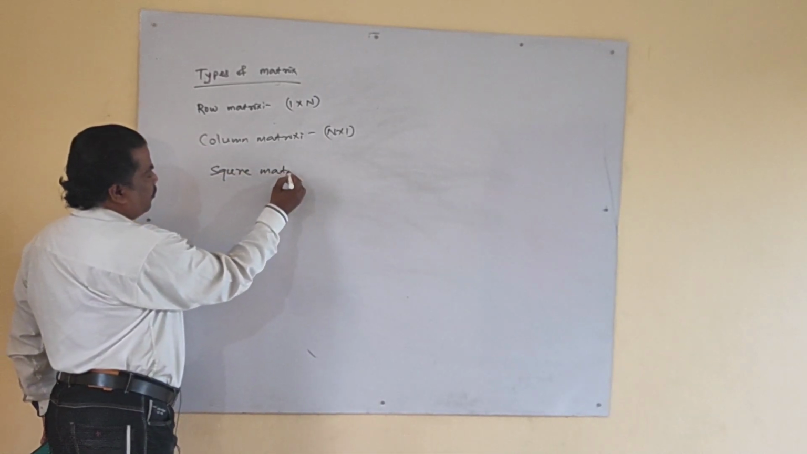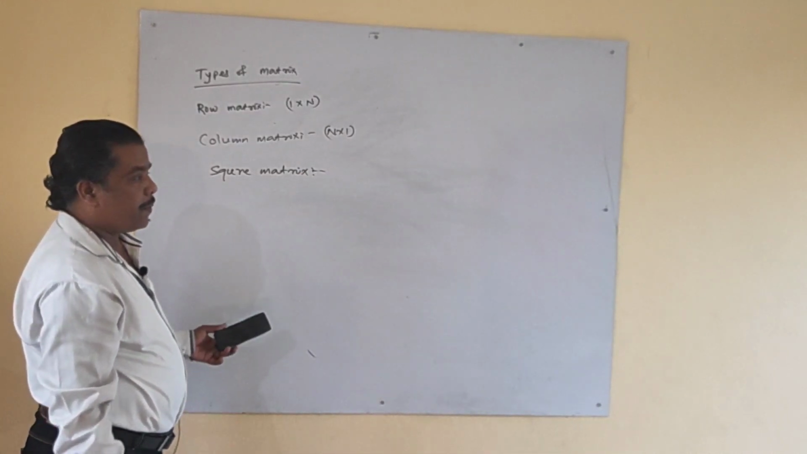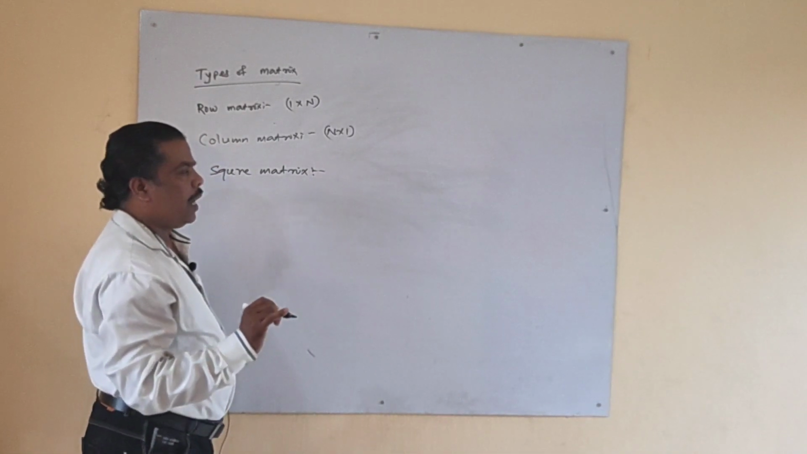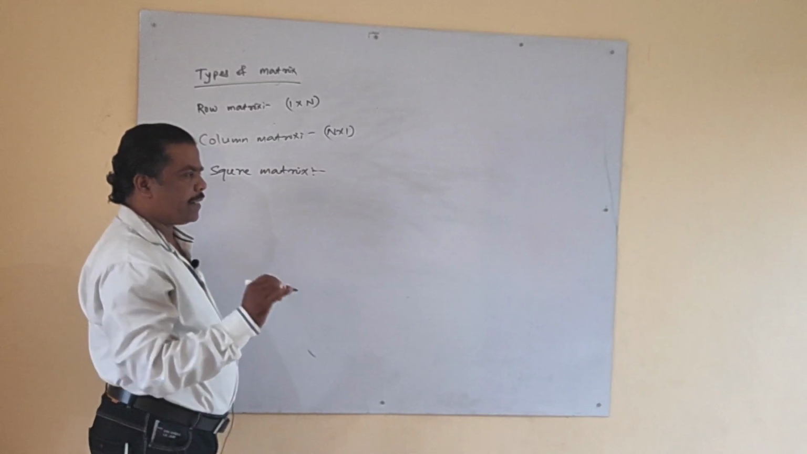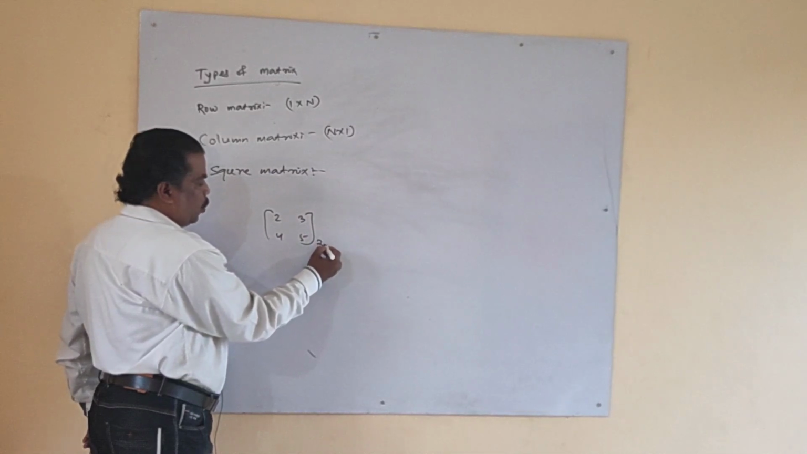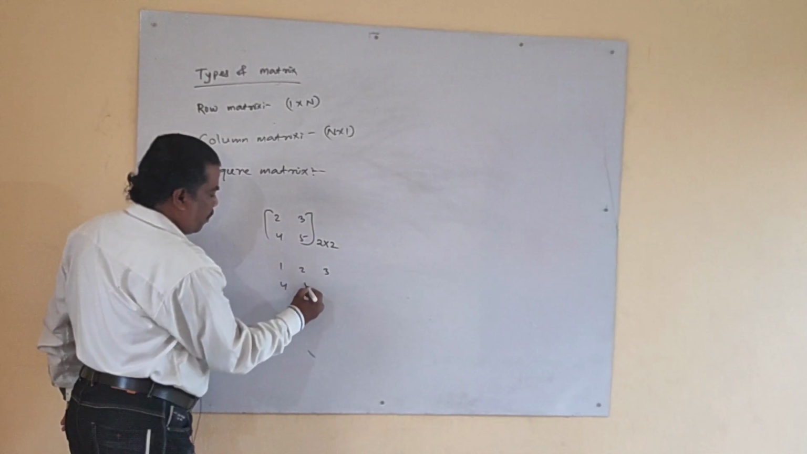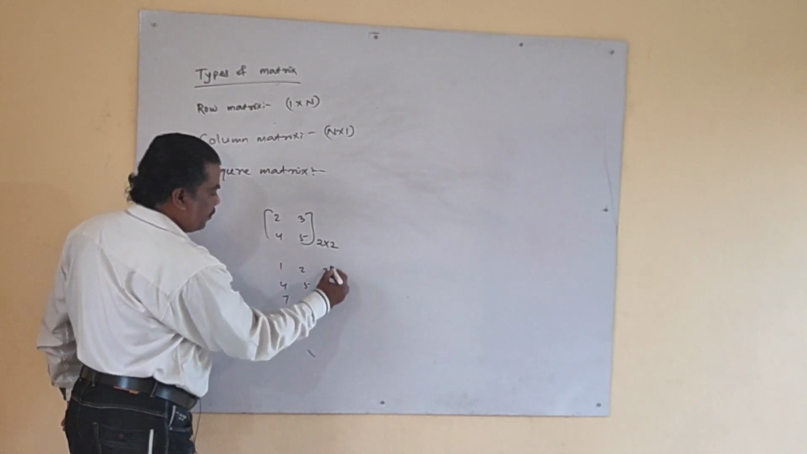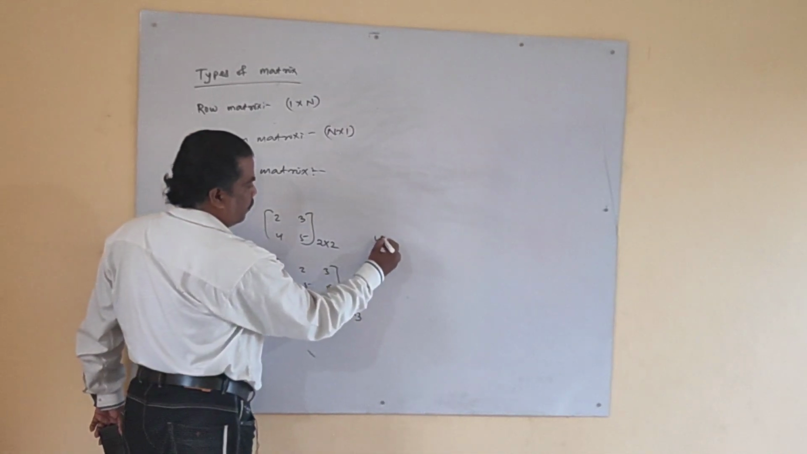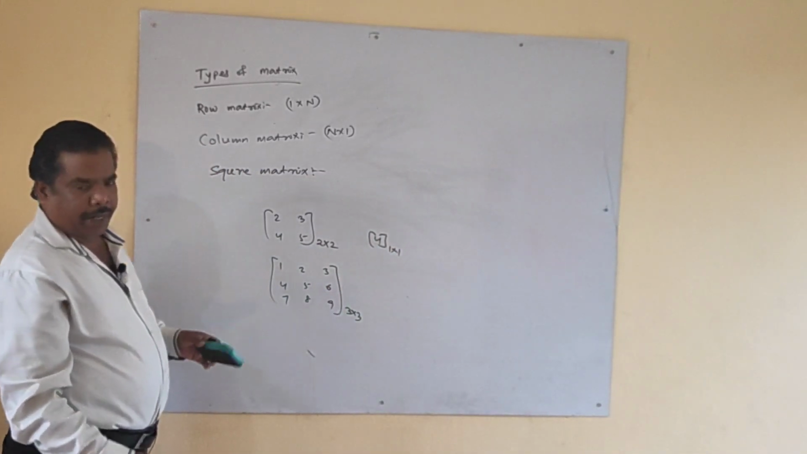Square matrix. A matrix is called a square matrix if the number of columns is equal to the number of rows. Now, I will give an example. 2, 3, 4, 5. Here it contains 2 rows and 2 columns. 1, 2, 3, 4, 5, 6, 7, 8, 9. Here 3 rows and 3 columns. 4, 1 row and 1 column. All are examples of square matrix.